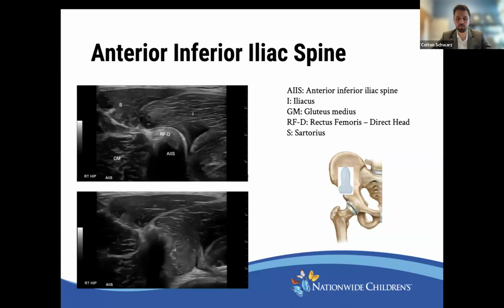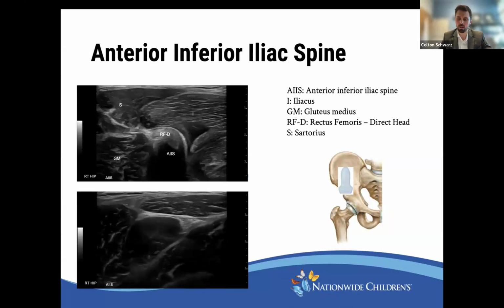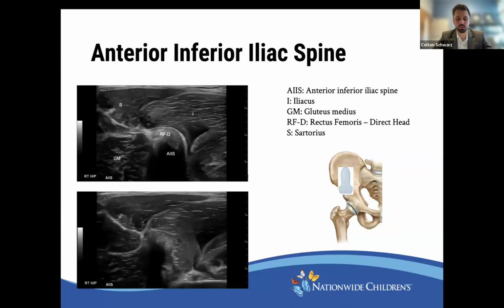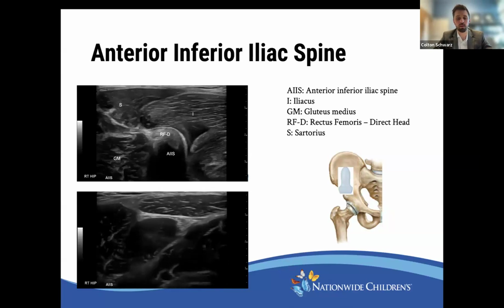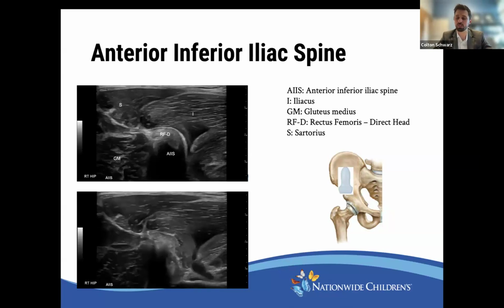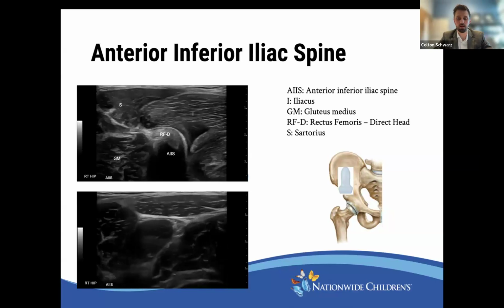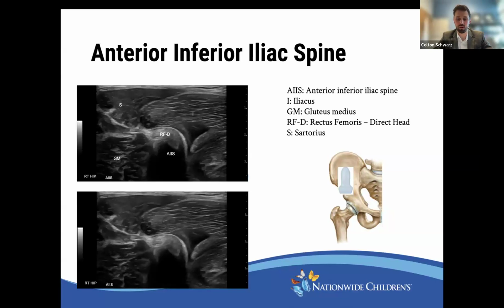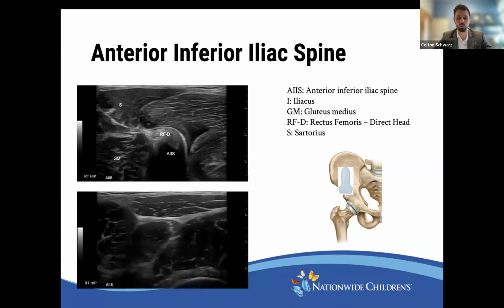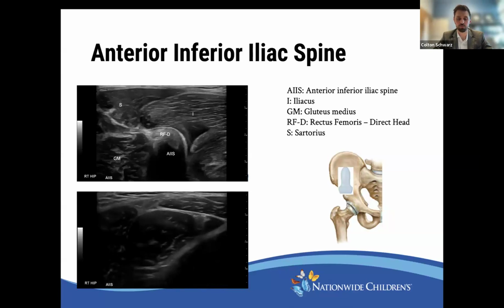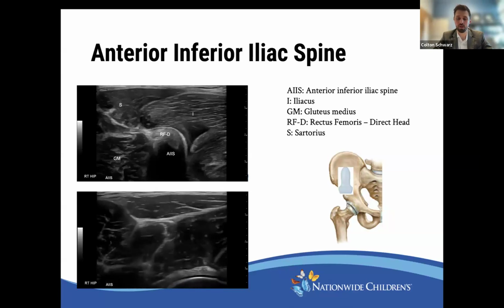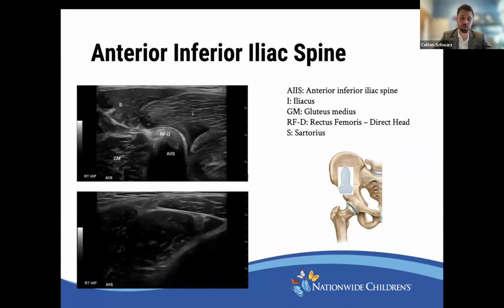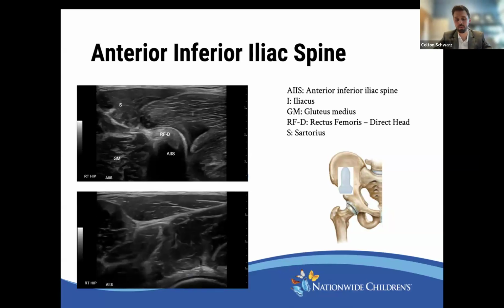The direct head of the rectus femoris can be visualized in both short and long axis at its origin site along the AIIS and followed distally to look for any pathology. The apophysis can be assessed for any increased or asymmetric cortical irregularity, displaced osseous fragments, or asymmetric hyperemia to suggest apophysitis or an acute avulsion injury.